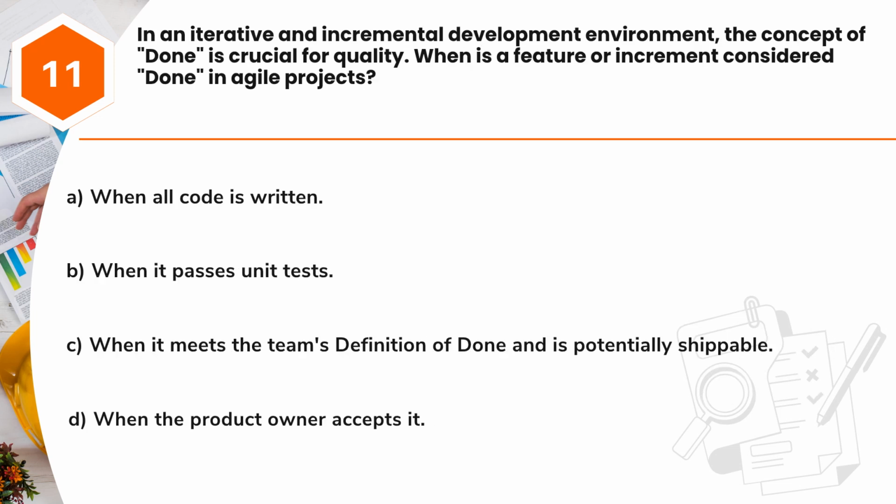Question 11. In an iterative and incremental development environment, the concept of done is crucial for quality. When is a feature or increment considered done in Agile projects? A. When all code is written. B. When it passes unit tests. C. When it meets the team's definition of done and is potentially shippable. D. When the product owner accepts it.